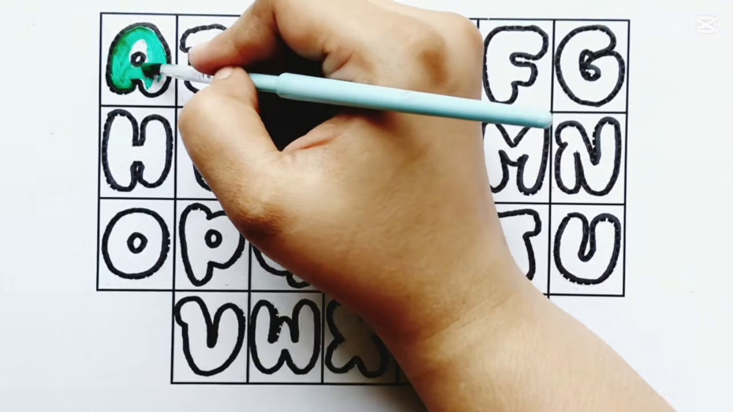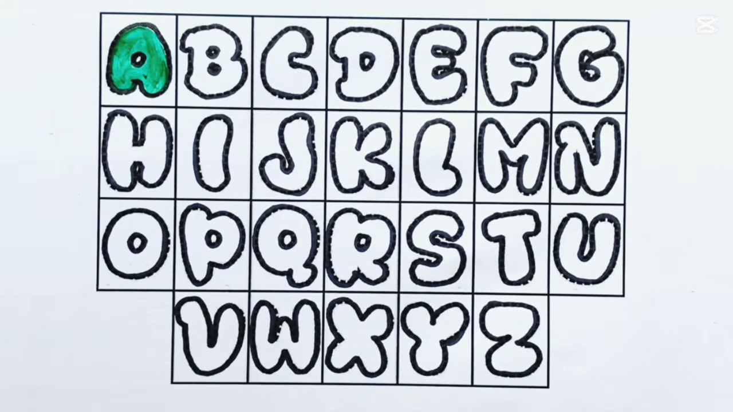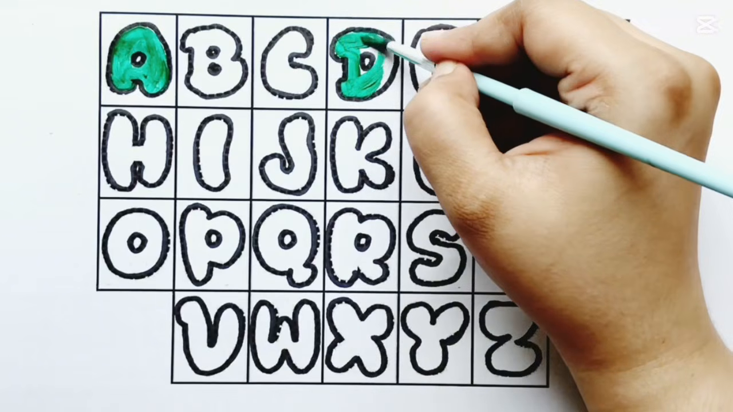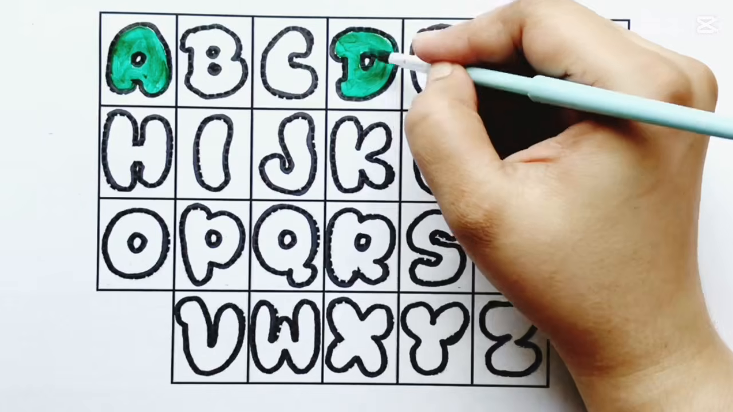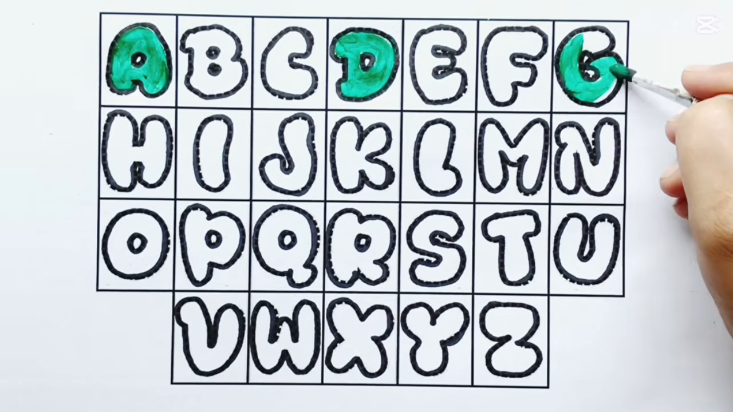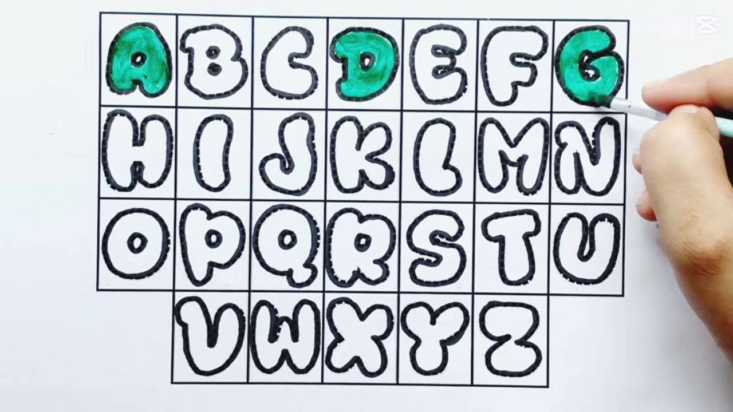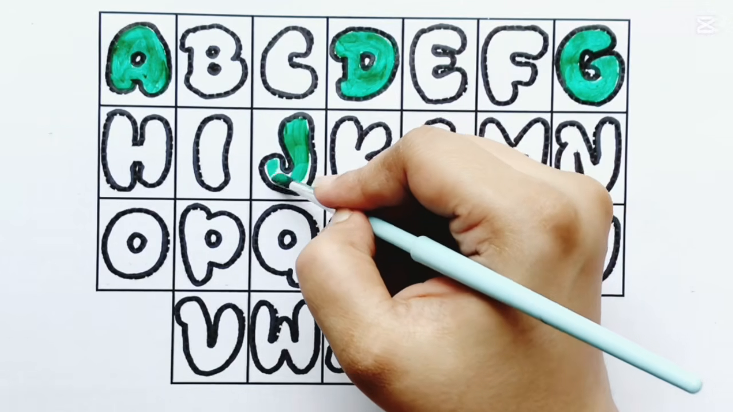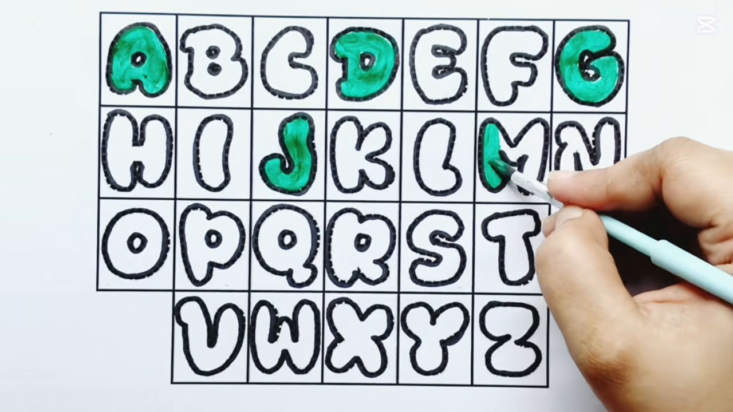A for alligator. D for dolphin. You guess next alphabet. Next letter is G. G for grapes. J for jelly. M for monkey.